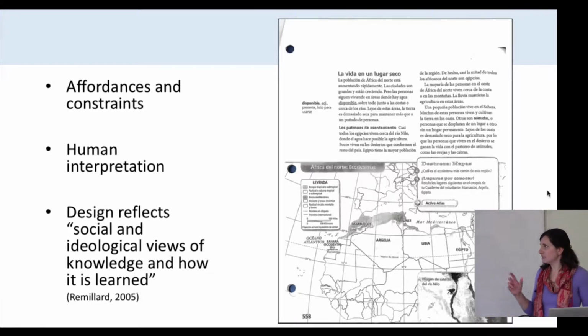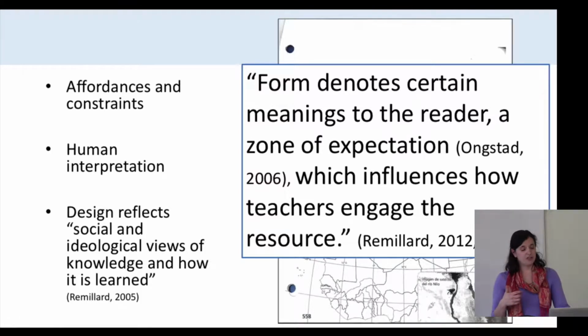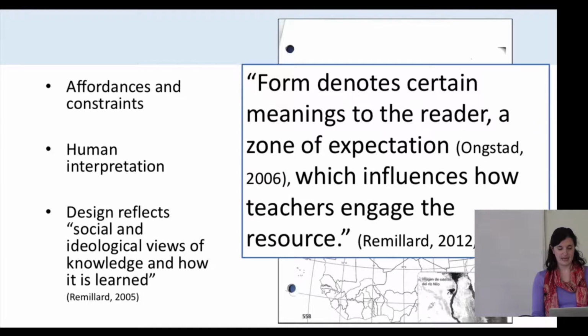And so in general, to summarize everything I've been getting at here, Remillard writes that the form of a material is going to denote certain meanings to the reader, or a zone of expectation. And then that form and that zone of expectation will influence how teachers will then engage with the resource itself. And so that's what I'm trying to play with a bit in my data.